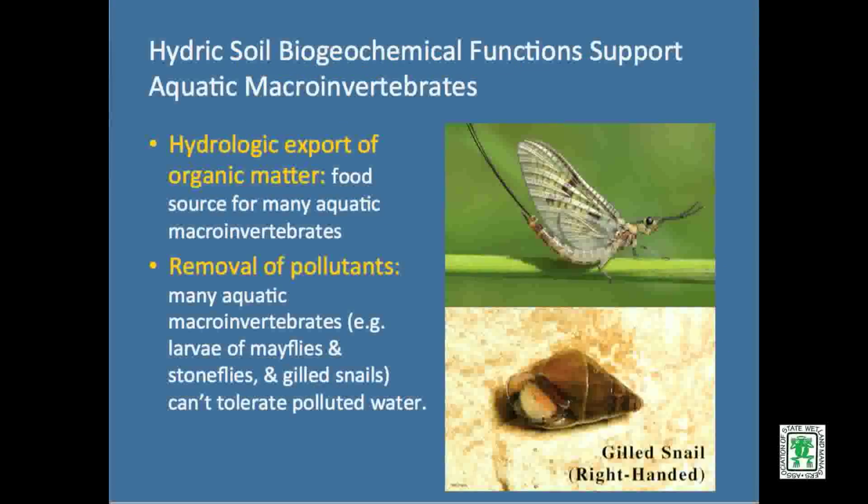Respective biogeochemical functions tend to support the aquatic macroinvertebrates, which are very important to both aquatic and terrestrial food chains. Hydrologic export of organic matter provides a food source for many of the aquatic macroinvertebrates. Removal of pollutants from the water column is important in that many aquatic macroinvertebrates, like gilled snails and the larvae of mayflies and stoneflies, cannot tolerate polluted water.